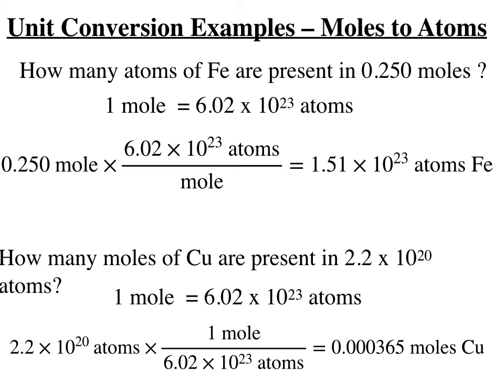Or, as I talked about with you a long time ago now, you can also use your engineering exponential button, the second EE button. You could type in 2.2 second EE 20 slash 6.02 second EE 23, and that will give you the answer 0.000365, or it might give you 3.65 EE negative 4. It could give it that depending on how your calculator is set up.